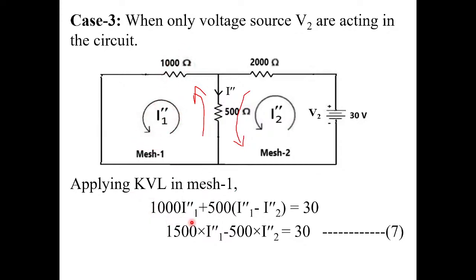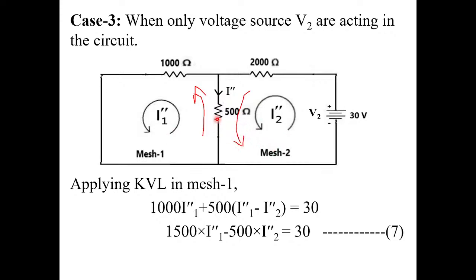So 1000 into I1 double dash plus 500 into (I1 double dash minus I2 double dash). Why minus? Because of these two currents: if you observe the loop current direction, this loop current is in this direction and this loop current is in this direction. Of course, both are anti-clockwise.